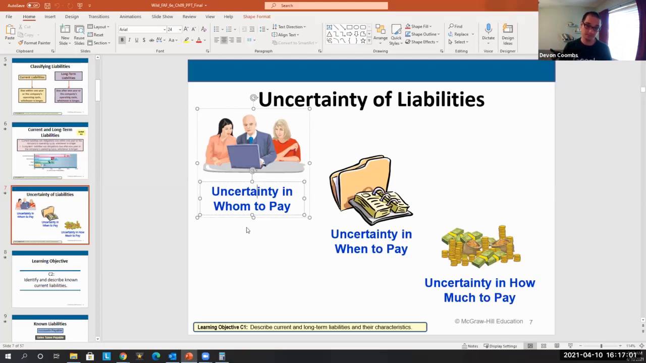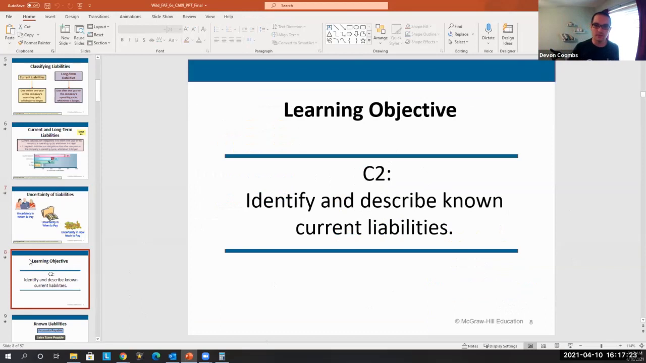Uncertainty in when to pay. Sometimes liabilities are due monthly, sometimes they're due yearly, sometimes they're due upon triggering events, right? The contract can be structured in any single way. And how much to pay at the time of payment. So how much interest is there? Can that interest change? The interest rates can be variable. So all of these uncertainties make liability accounting rather complex. So we'll go into those details today, only high level, not into the deep calculations.